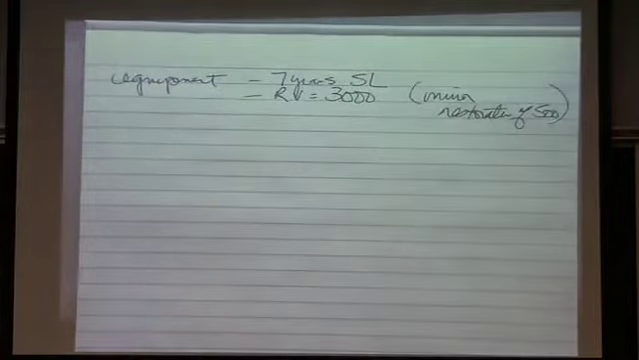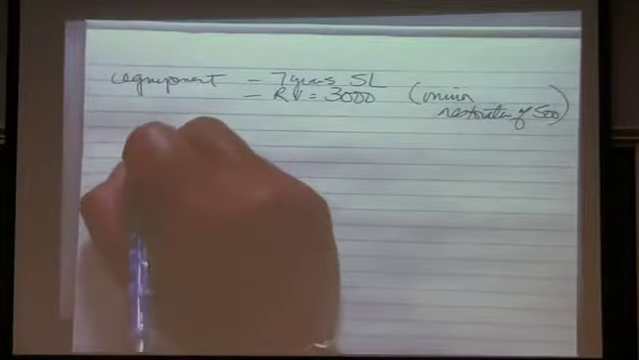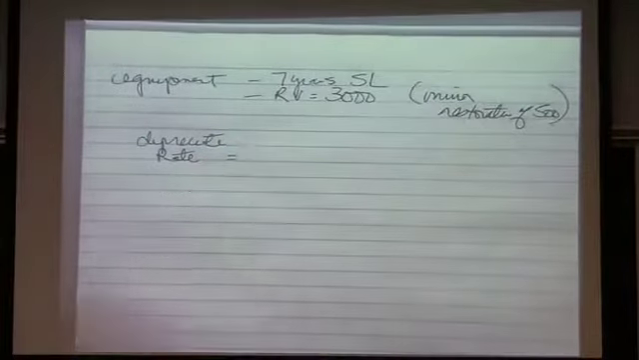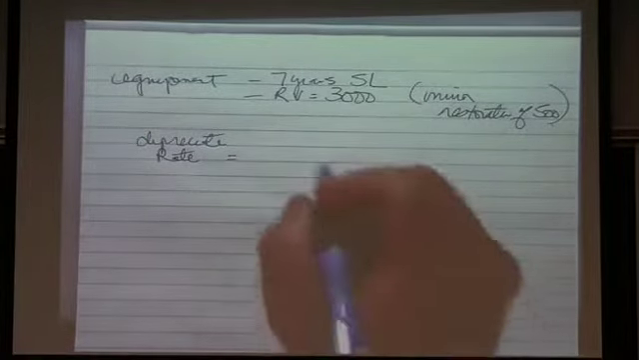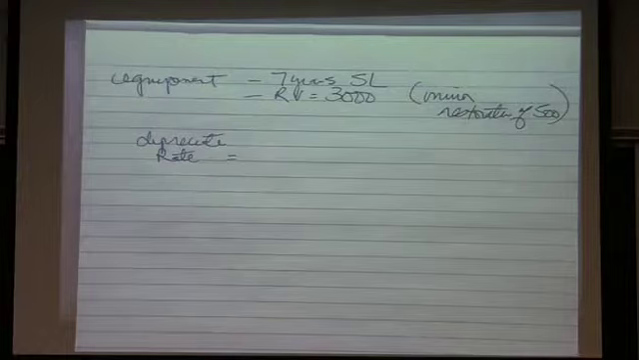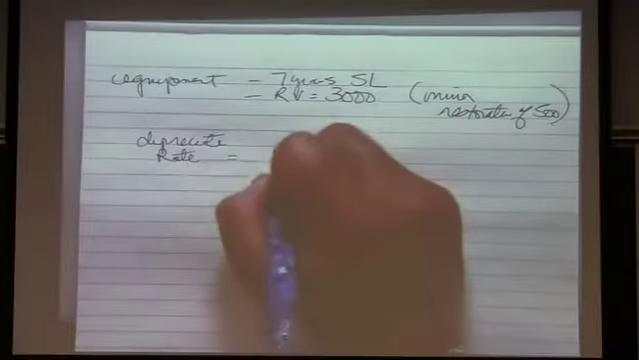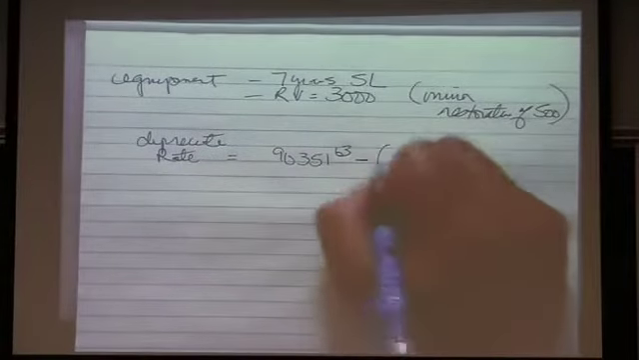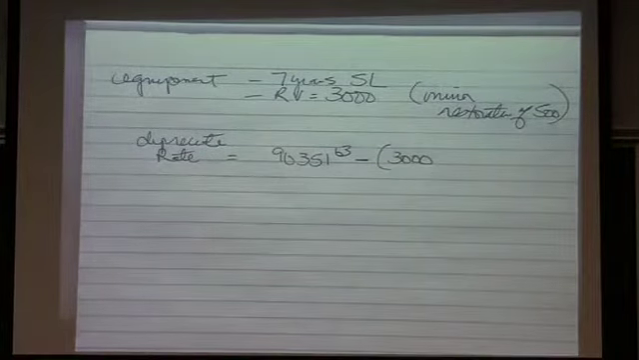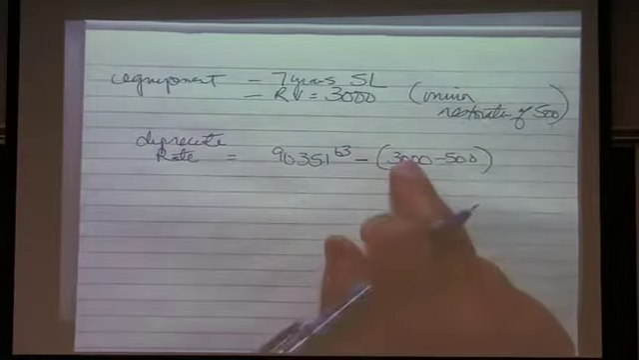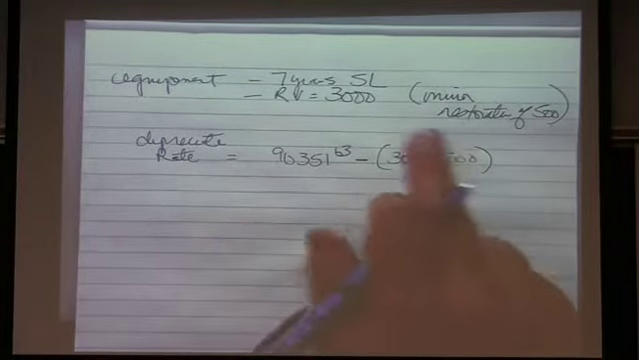So the depreciation rate should be, okay, we're going to take the cost of the equipment, in that case, $90,351.63. We're going to subtract the residual value of $3,000. Now, because there's a minor restoration, we're going to net the $500. Because it's considered minor, we're going to adjust the residual value.